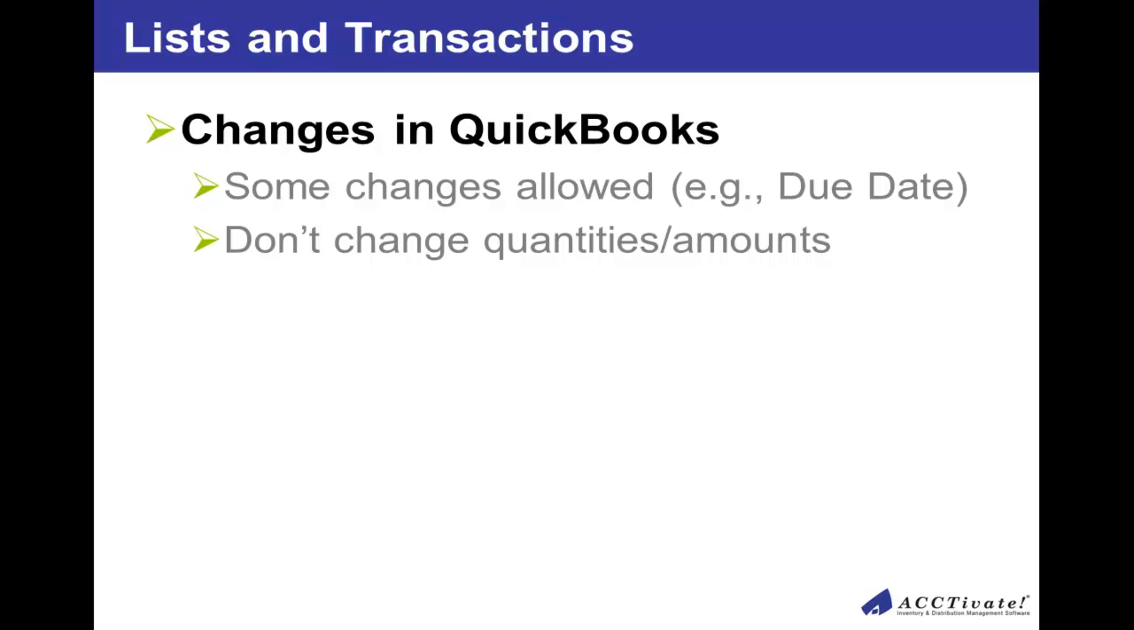Also, don't change quantities and amounts in QuickBooks for inventory transactions from ACCTivate. If you simply open up a journal entry for an inventory receipt and you change it from $100 to $200, ACCTivate's not going to know what to do with that. So just be really aware that changes in QuickBooks for ACCTivate transactions are not recommended.